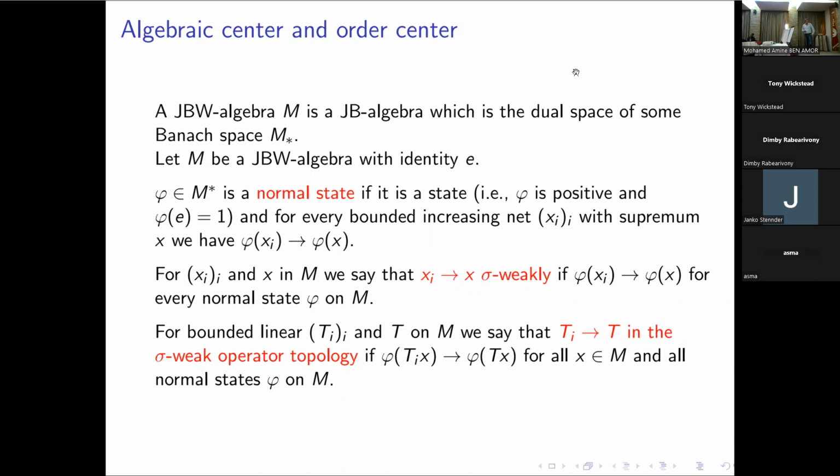And we have a corresponding topology for operators. We say that a net of operators converges in the sigma weak operator topology if for every point x, it converges under all normal states. The normal states separate the points, so that gives nice Hausdorff topologies. And these are the topologies that make it work.